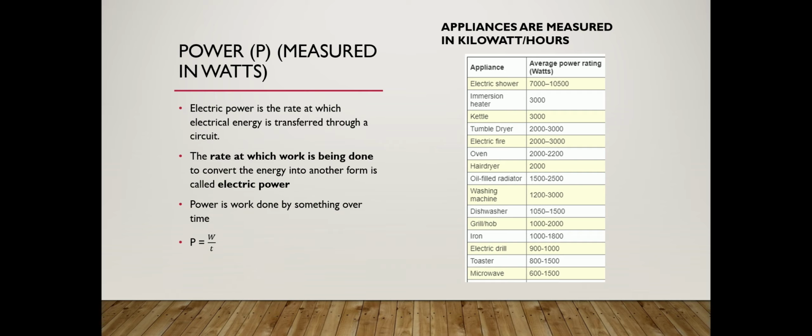It's different from electric current, because electric current is the amount of charge per unit area. You're not taking it per unit area over time. Whereas electric power is the rate at which electrical energy can flow through the entire circuit, and the rate at which work is done to convert the energy into another form is called electric power.